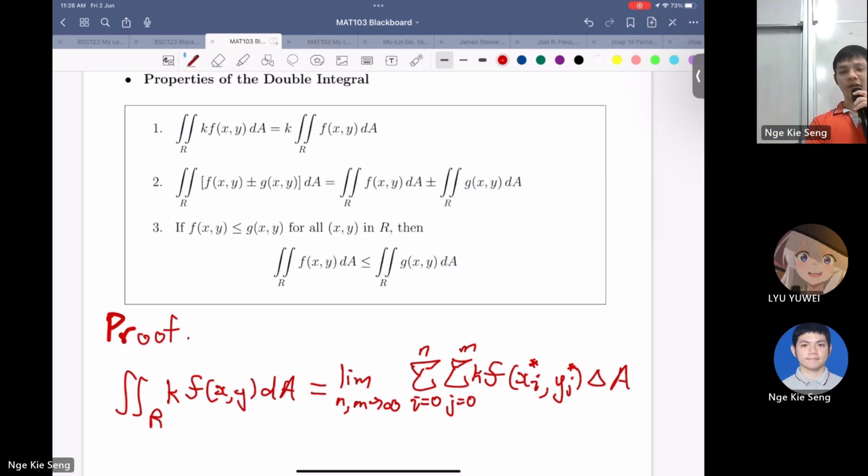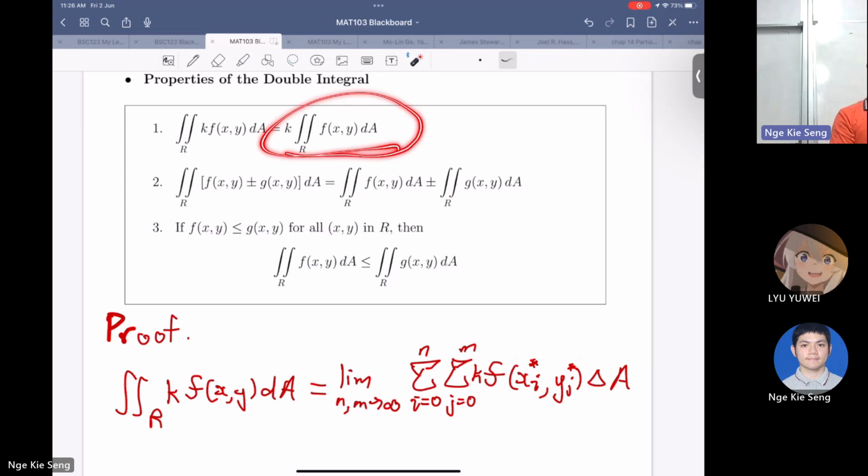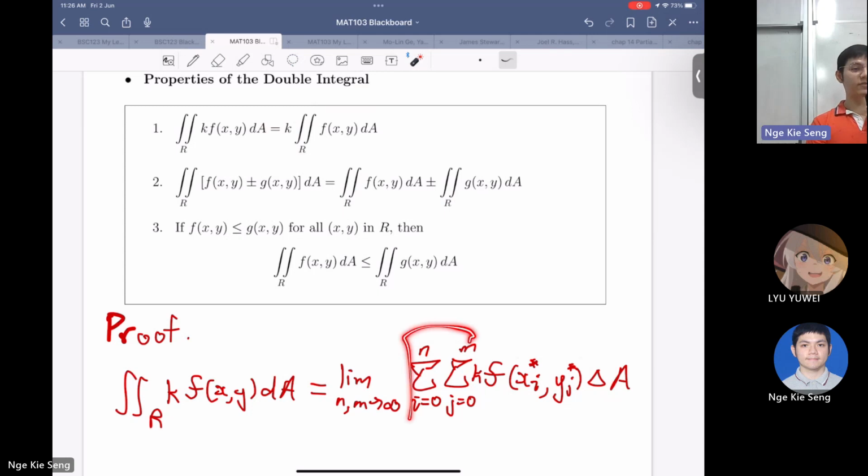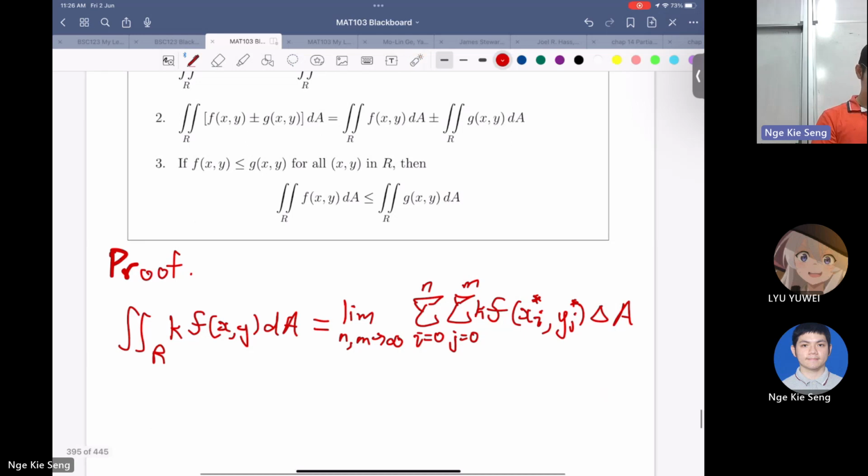So how do we show this equality? We need to pull the K up. Can you pull the K outside the summation or not? Yes, you can, because these are just finite summations. So let's pull the K out.